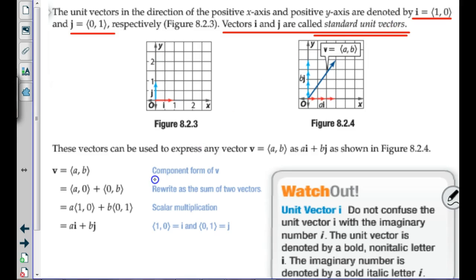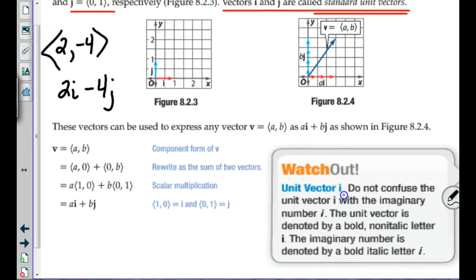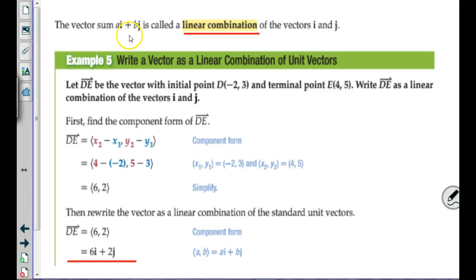So if we have a vector that's going 2 units to the right and down 4, it can also be written as 2 I vectors minus 4 J vectors, because that's it. This is to the right and this is up, and we made it negative. It's just called a linear combination when you write it like that. Now, it says don't confuse, the I vector is not square root of -1. I don't think this is on the quiz either, though I kind of wish it was because it's easy. This is called the linear combination of vectors I and J.